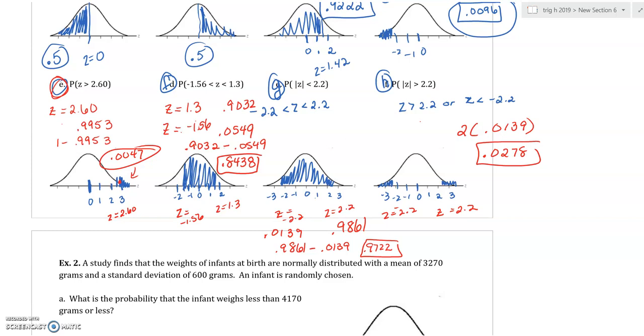And lastly, for part H, it says absolute value greater than, so absolute value greater than would be z greater than 2.2 or z less than negative 2.2. So here is your answer.